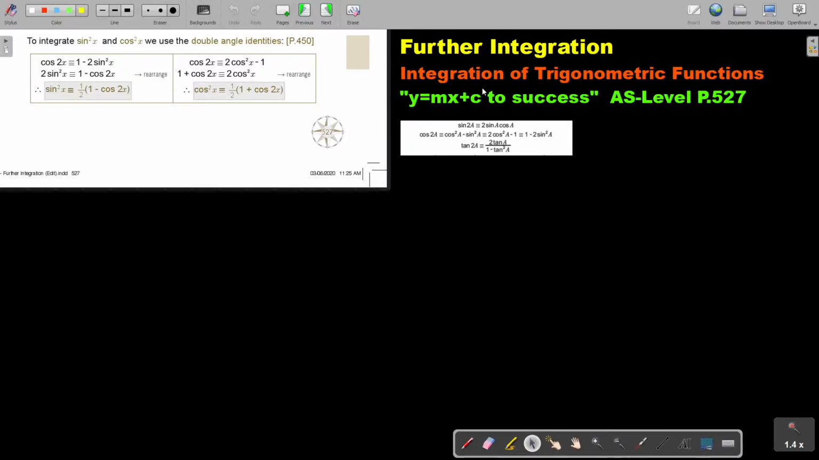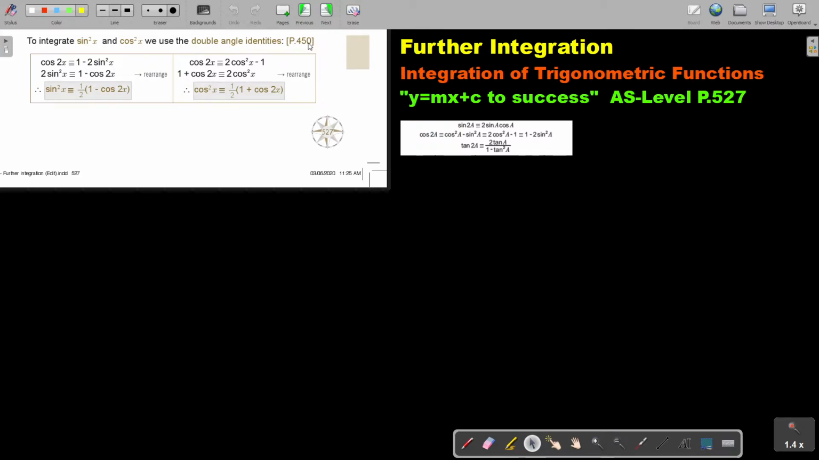In this video, we will continue with integration of trigonometric functions. You will find this on pages 5 to 7 in the Namibian AS-Level Mathematics textbook. To integrate sin squared x and cos squared x, we use the double angle identities.